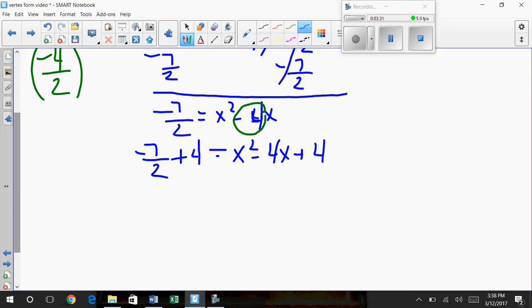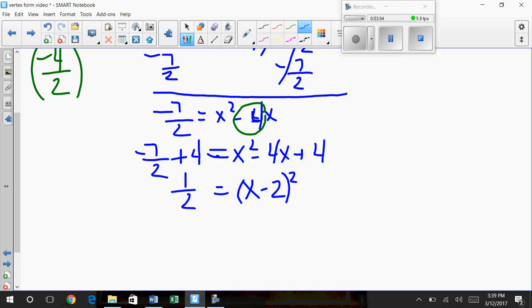Okay, so at this point I'll be ready to combine the numbers on the left and to turn the right-hand side into a squared binomial. So if you want to pause your video really quick and just calculate negative 7 over 2 plus 4. Okay, hopefully that gave you 1/2. And over here, this will turn into x minus 2 squared.